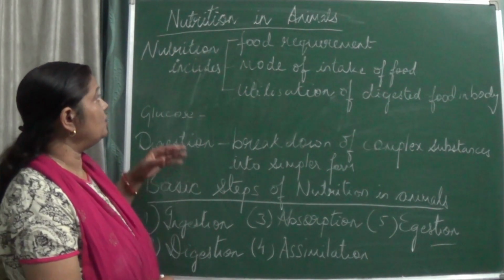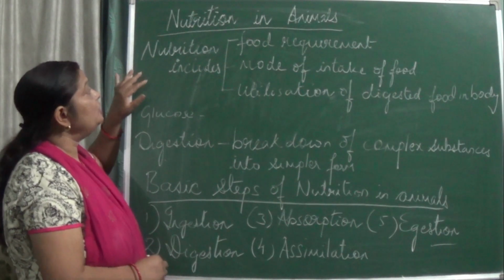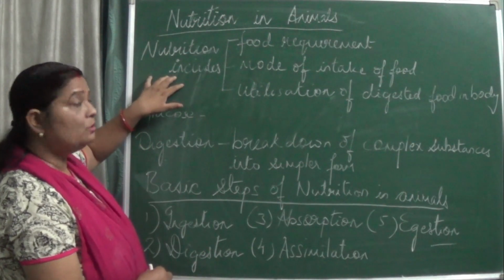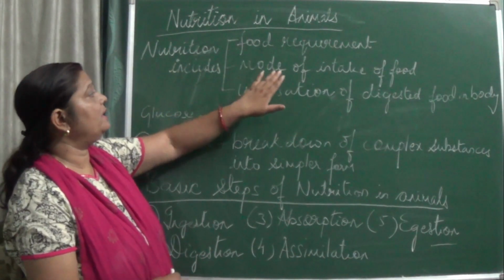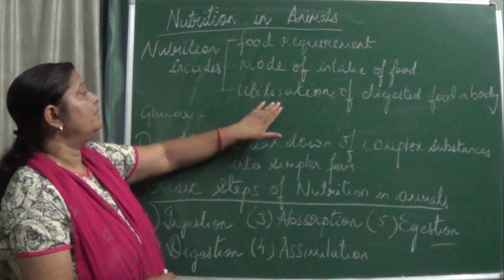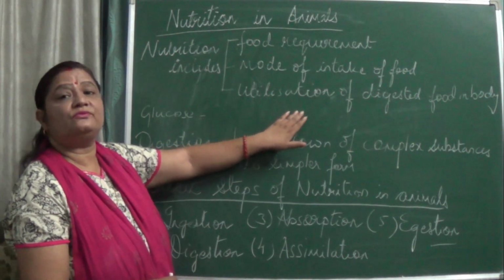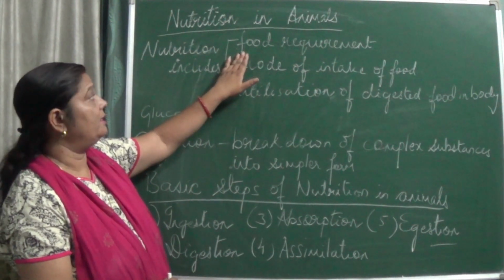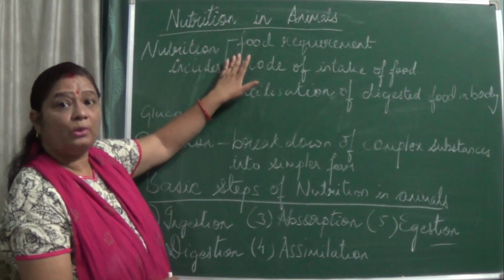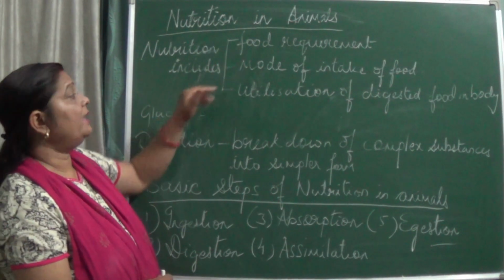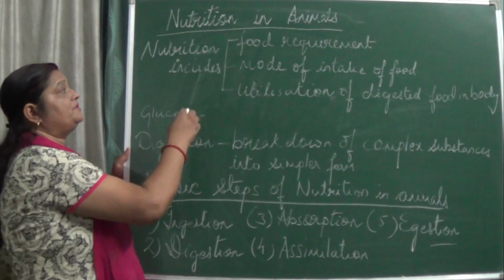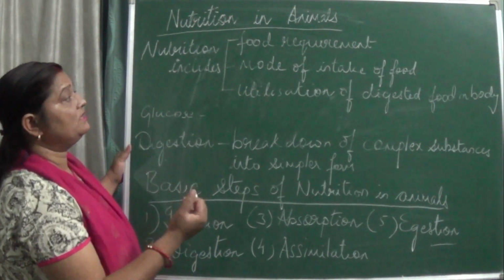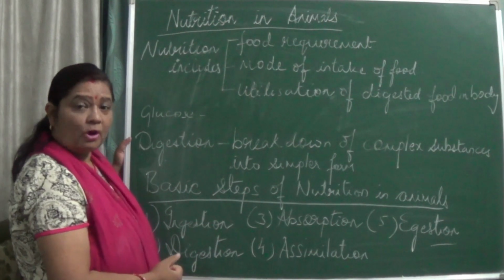So first we should talk about, okay, what is a nutrition? What does this nutrition word only means? Okay, so nutrition includes what? The food requirement, the mode of intake of food and utilization of digested food in the body. So it means first it needs the food from others, isn't it? So there is a food requirement for the animals. It takes the food from the what? Obtains the food from the plants, and some even the bigger ones can even feed on some small organisms also, isn't it?